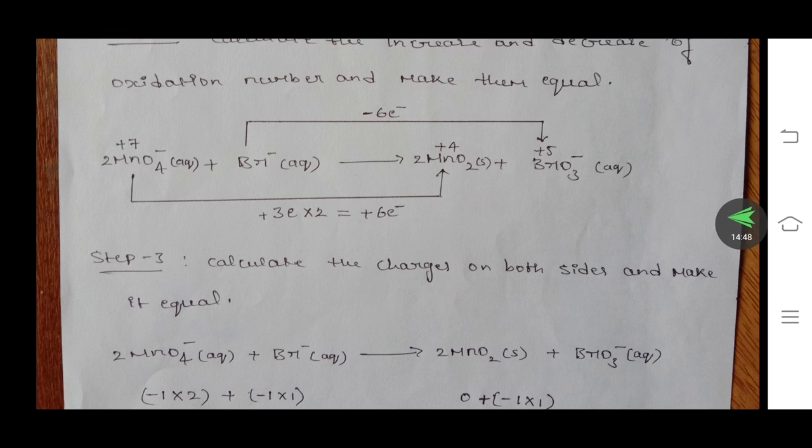So now in this equation the manganese atoms and bromine atoms are balanced. See, the number of manganese atoms on the left side is 2, right side also 2. Br on the left side 1, right side also 1.